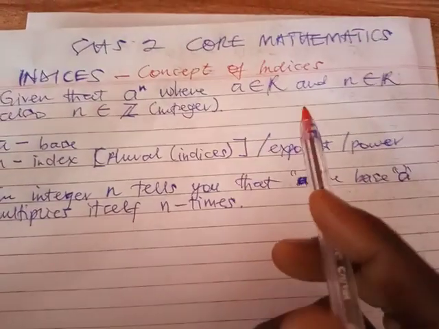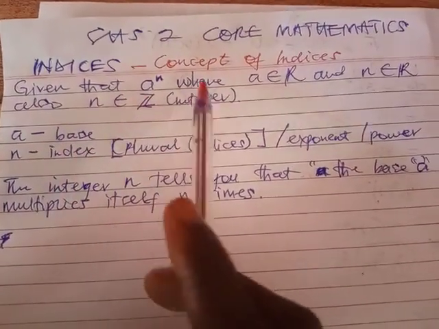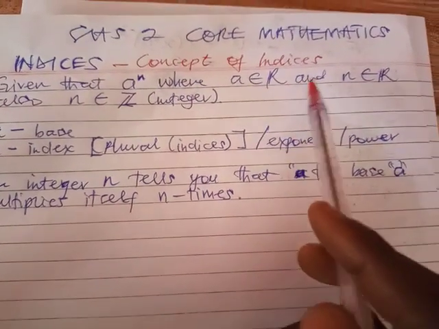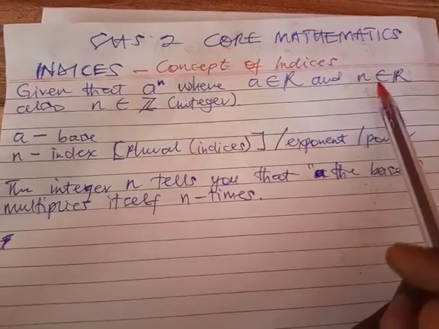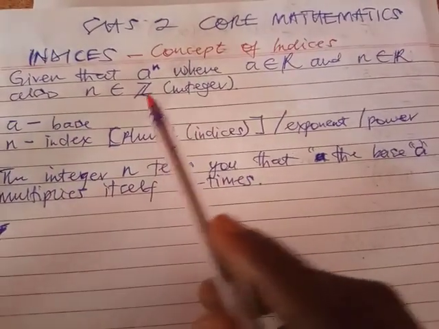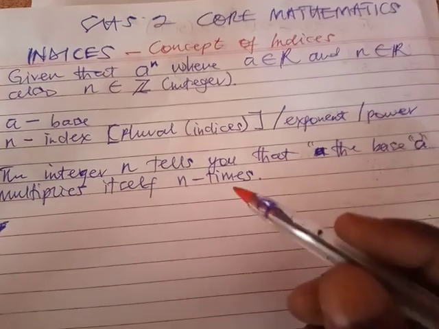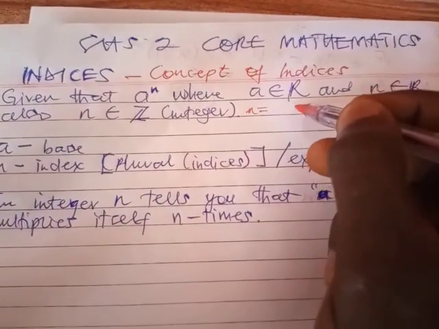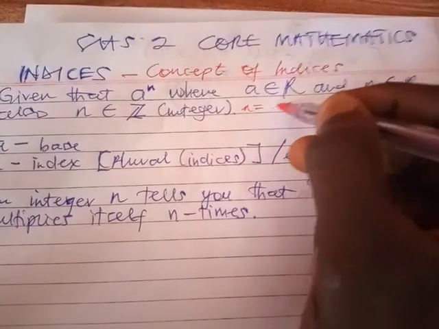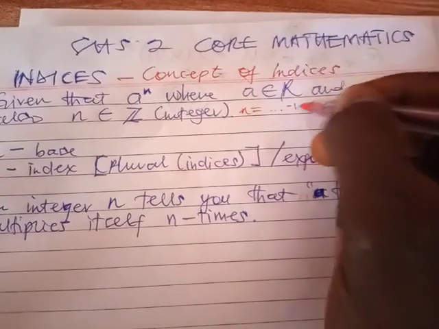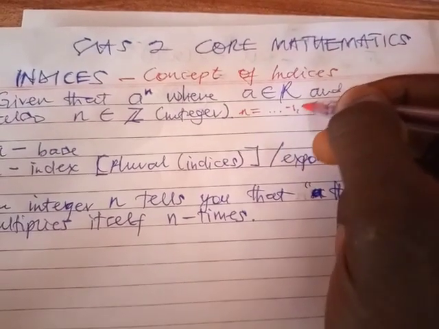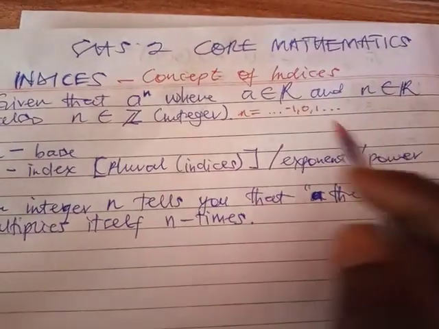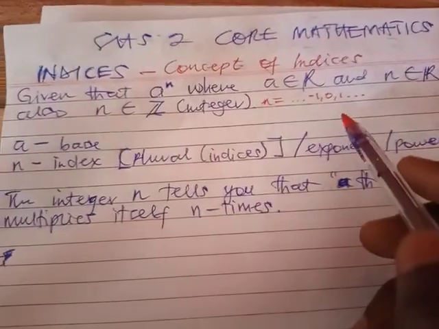Now, under the concept of indices, we are saying that given a exponent n, where a is any real number and n is also any real number. Also, n can be an integer, being it a positive number or a negative number. So let's say n can be from a certain set of negative values to a certain set of positive values. So n can be any number.